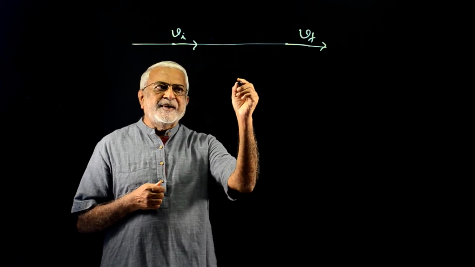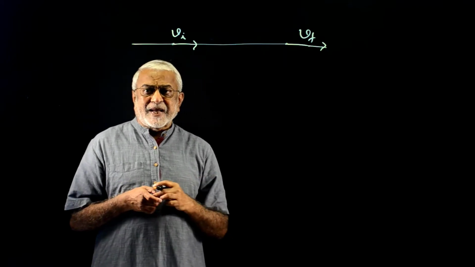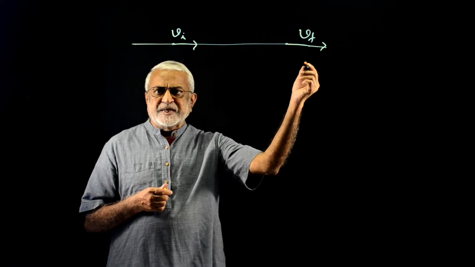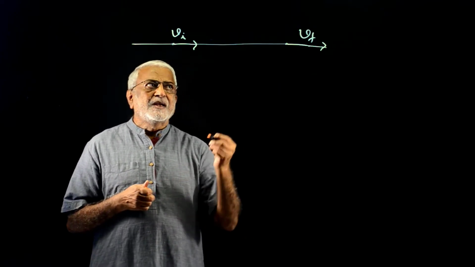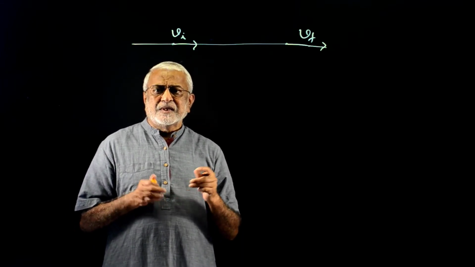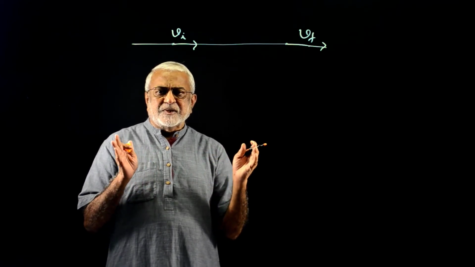So Vf minus Vi by delta t will give us the average acceleration. If you want instantaneous acceleration, then you'll have to make the interval smaller. The delta t must be made to tend to 0.